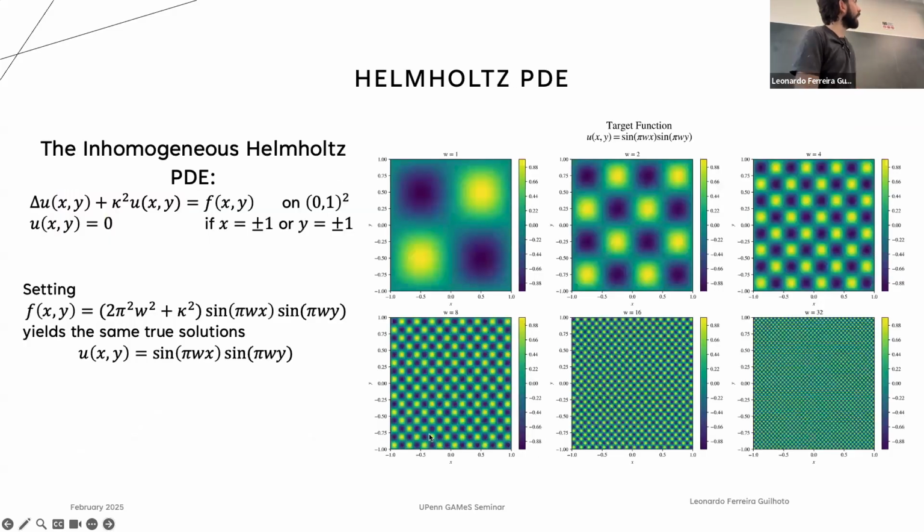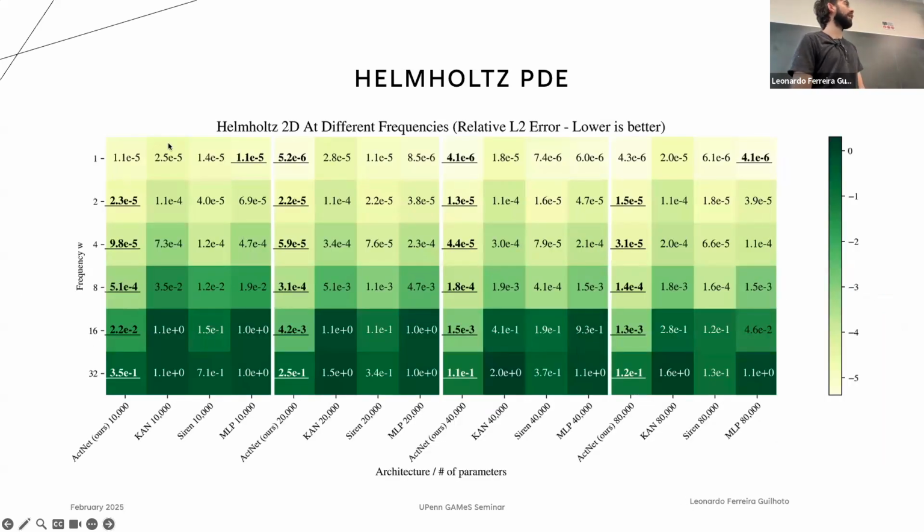I also look at the Helmholtz PDE, which is very similar to the Poisson PDE, but you have this extra term over here, so now you have to mix information of the Laplacian with the values of the function itself. I did the same thing so that we get different solutions, and we do know true analytical solutions for both the Poisson and the Helmholtz case. You can see very similar behavior. Overall, ActNet does outperform the other architectures across a wide range of frequencies and parameter sizes, with a few exceptions, which are honestly expected. You're never going to have something that beats everything in every possible scenario.